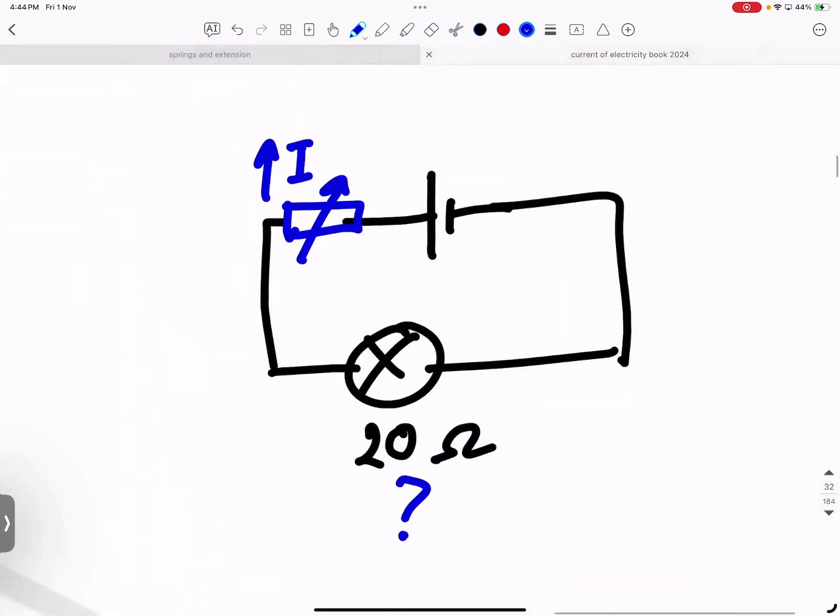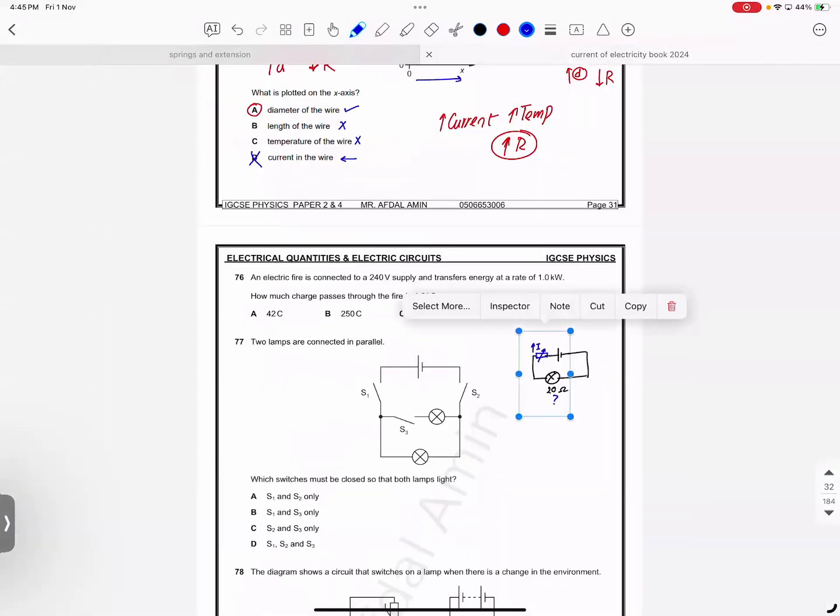The lamp has 20 ohms. If you supply more current from the battery, do you think the resistance of the lamp will decrease? Actually, it will increase. Why? When there is more current, the lamp will heat up. Due to heat, there will be more temperature. More temperature will cause the resistance to be even more. You understood? It was a good question.